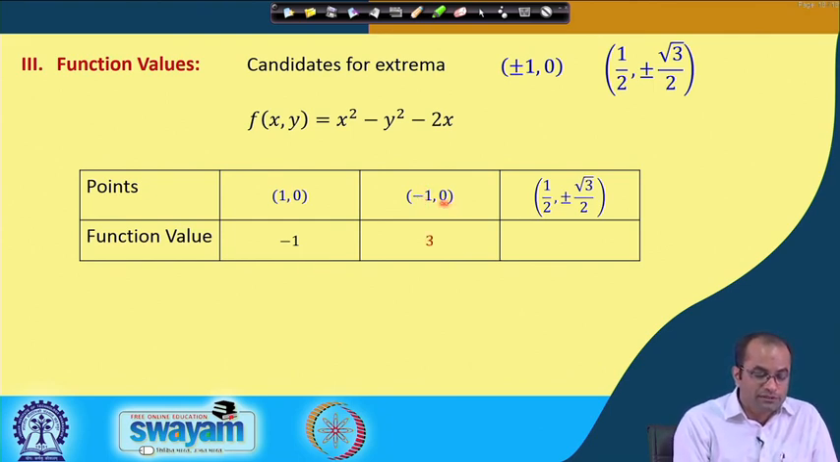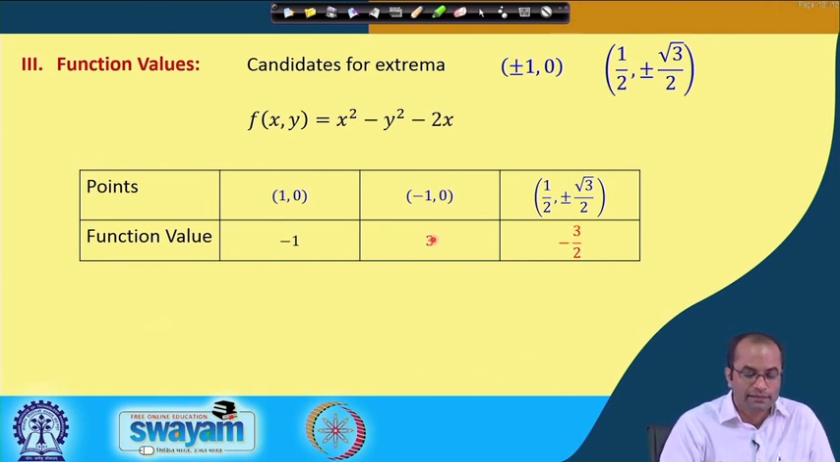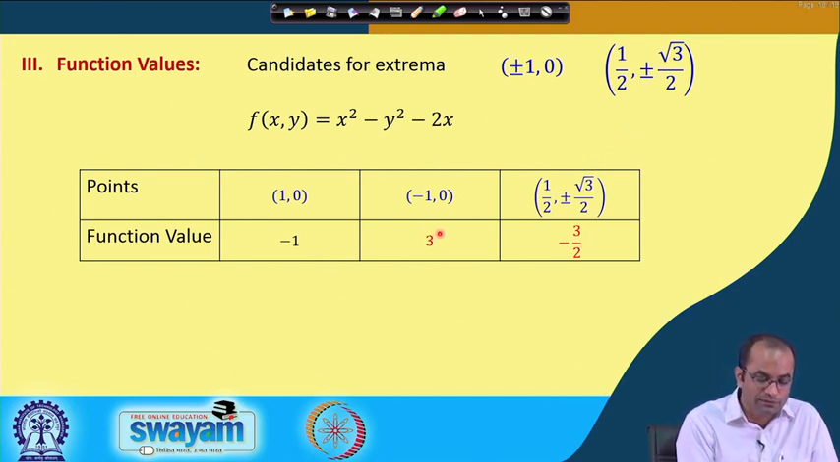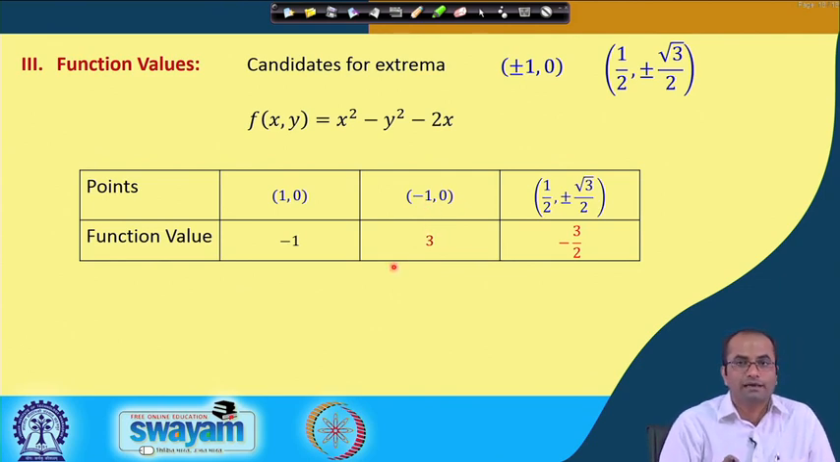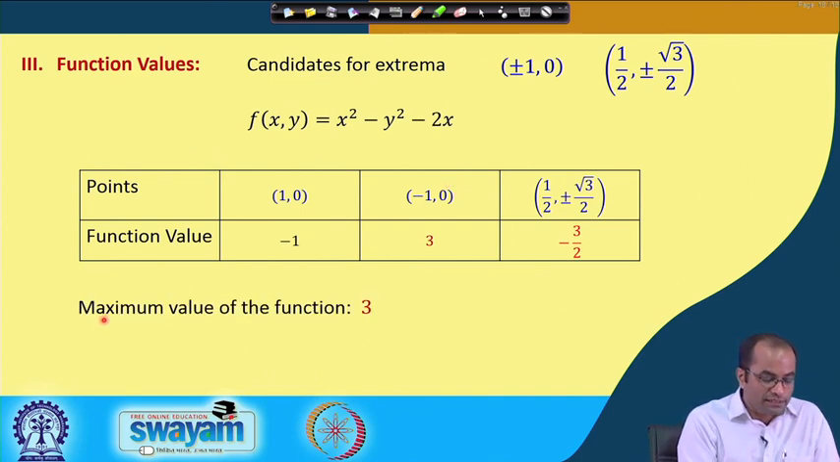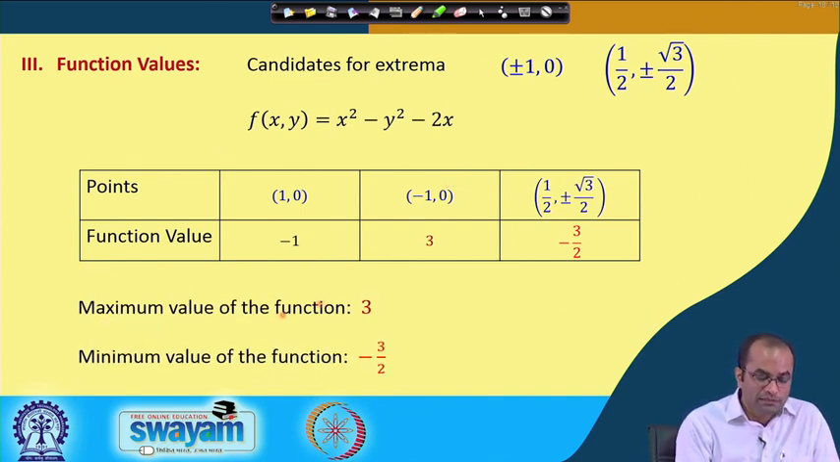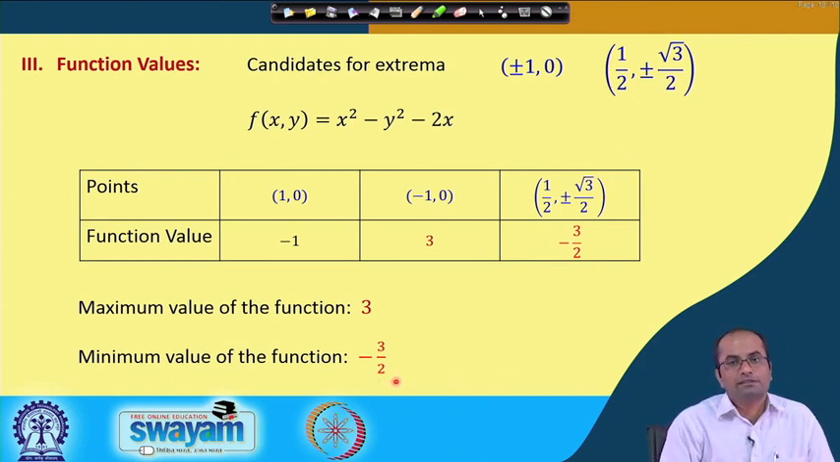Here we take minus 1 0. So, minus 1 for x, so we have 1 there and then this is 0 and then here we have 2. So, we have 3, and at this point similarly if we compute we will get minus 3 by 2. So, here we see that the maximum value is achieved at this point minus 1 0, where the value of the function is 3. So, the maximum value of the function is 3 and the minimum value is at these 2 points here, where the value of the function is minus 3 by 2.